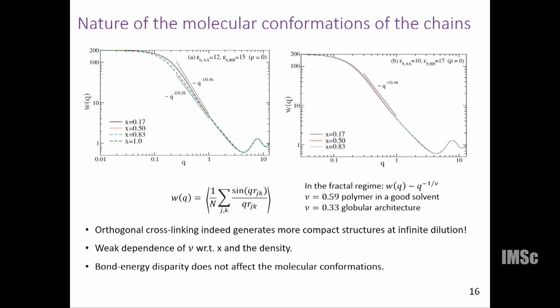So these are the conclusions coming from this part, where we see that orthogonal cross-linking indeed leads to more compact structures. We are always talking about the rho tending to zero limit here. And we don't see any dependence of the structural conformations on the composition as well as the bond energy disparity.